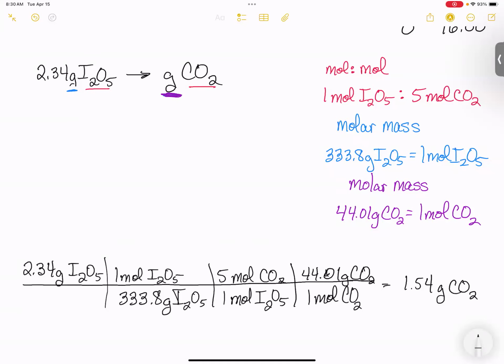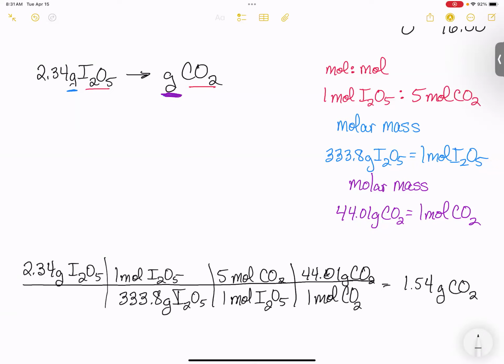So what we were given was 2.34 grams of I2O5. We were asked to solve for grams CO2. The first thing I noticed is I2O5 and CO2 are different formulas, and therefore I was going to need a mole-to-mole ratio, which I got from the balanced chemical equation. The second thing I noticed is that I was given grams of I2O5. Anytime I see grams, it means I need the molar mass. So I calculated the molar mass of I2O5, and that's 333.8 grams of I2O5 is 1 mole of I2O5.